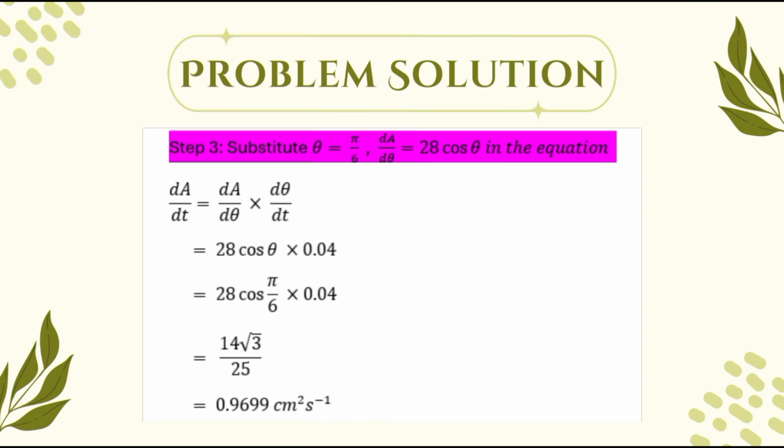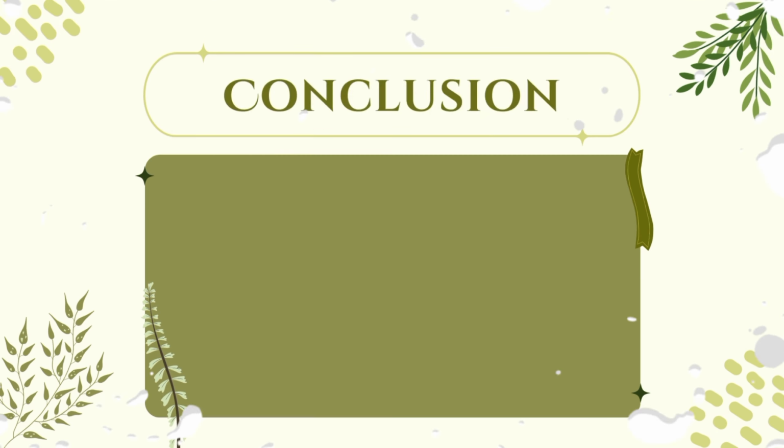Lastly, it will just be a simple step because we just need to substitute all the values obtained into our very first equation. After we fill in all the values and do the calculation, the final answer will be 0.9699 cm² s⁻¹.